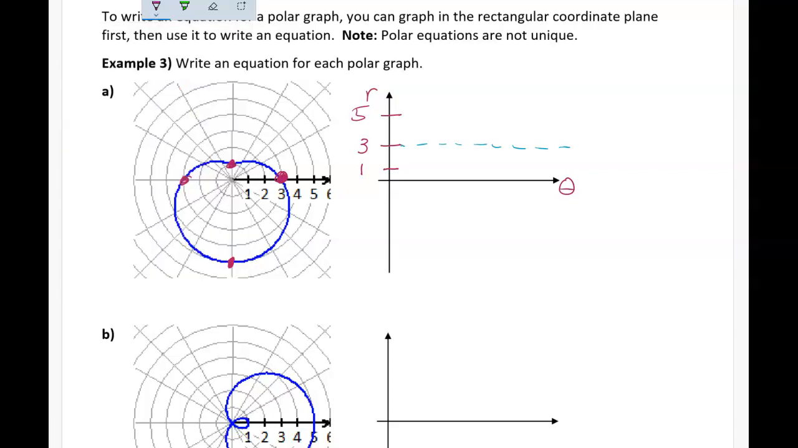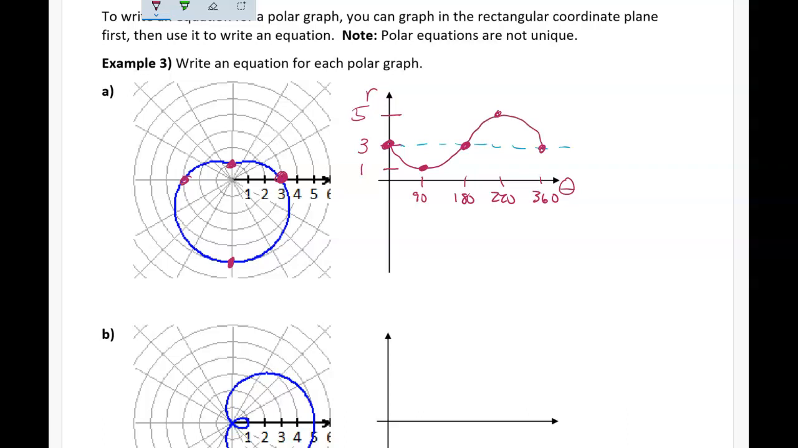And I'm going to mark off the angles here, 0, 90, 180, 270, and 360. So the radius starts out when we're at 0 degrees at 3, down to 1, up to 3, up to 5, and back down to 3.